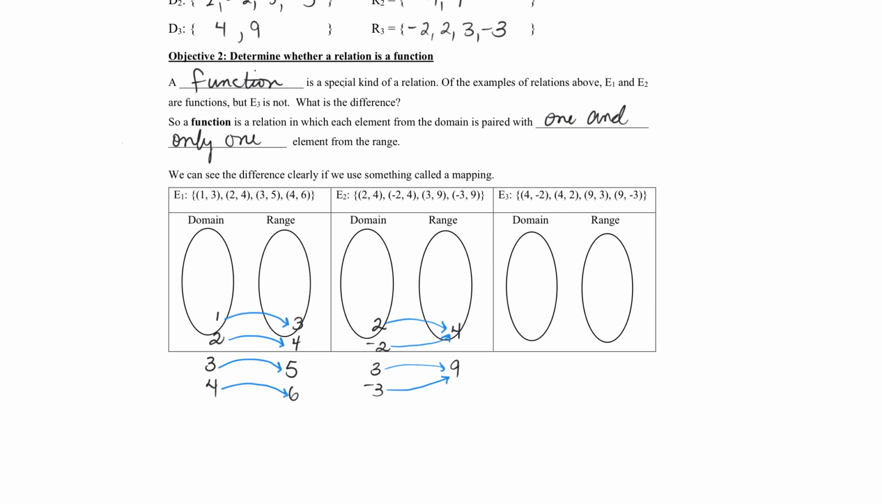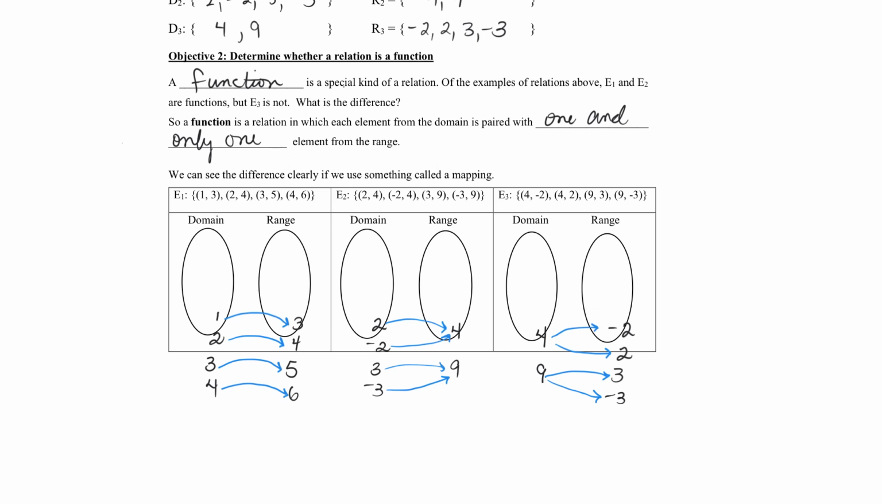Now, the contrast is going to be clear when we do the mapping for example 3. My domain includes only 4 and 9, and my range includes -2, 2, 3, and -3. So 4 maps to -2 and +2. 9 maps to +3 and -3. And we can see the huge difference that this relation has as compared to these two. This x value has 2 arrows coming off of it, right? Going to 2 distinct different y values.